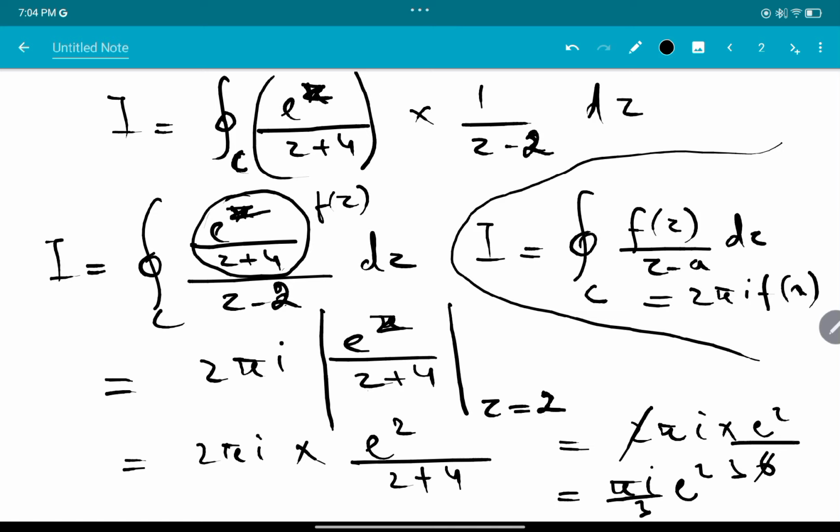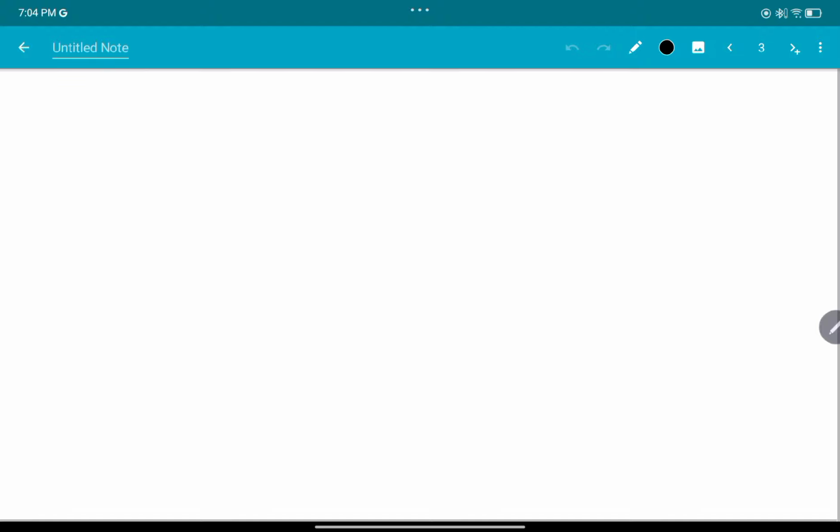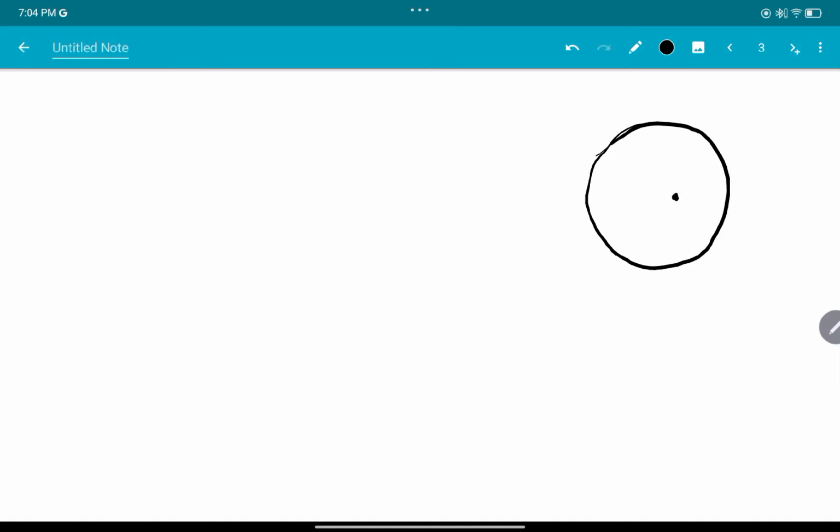Let us go ahead to another problem, and this problem that I am now going to show you is a very, very important problem, because it is going to tell us something. In the previous question, the situation was that we had just one singularity inside our C. Since there was one singularity, no problem. Cauchy's integral formula could be directly applied.